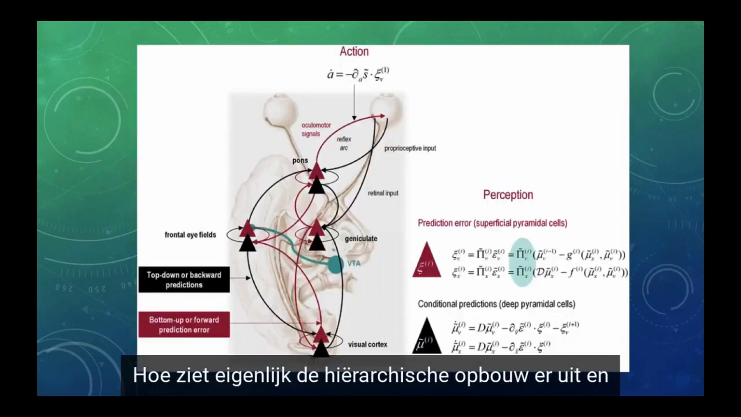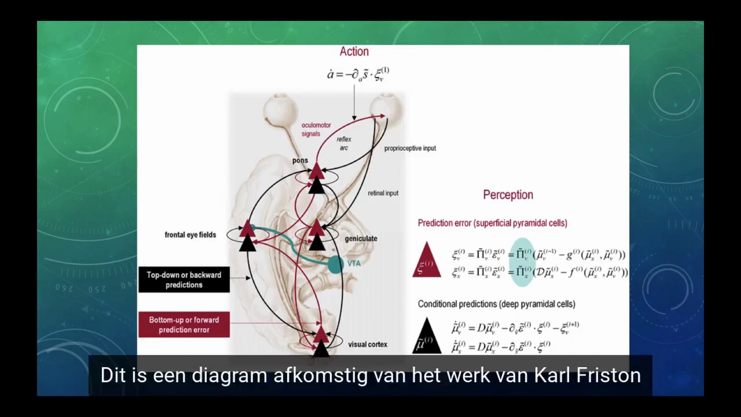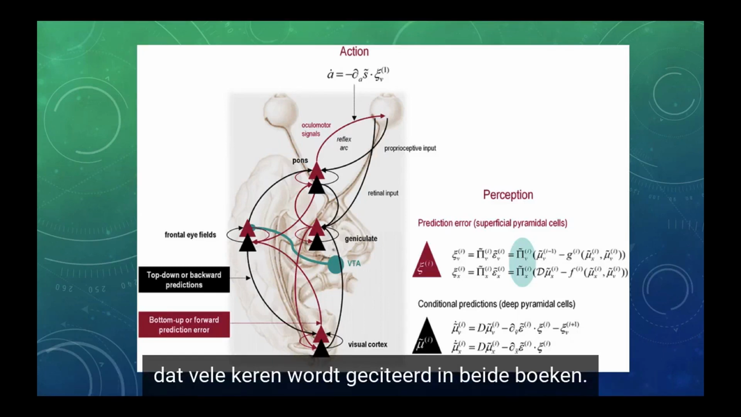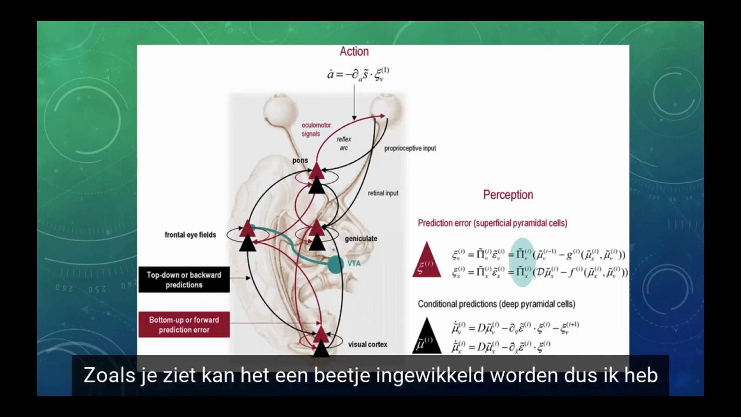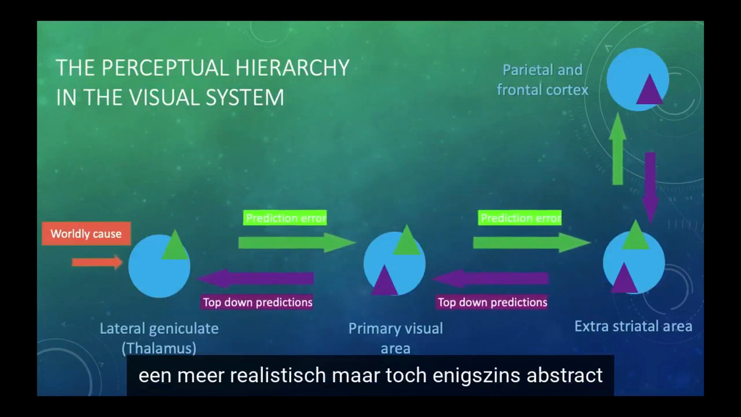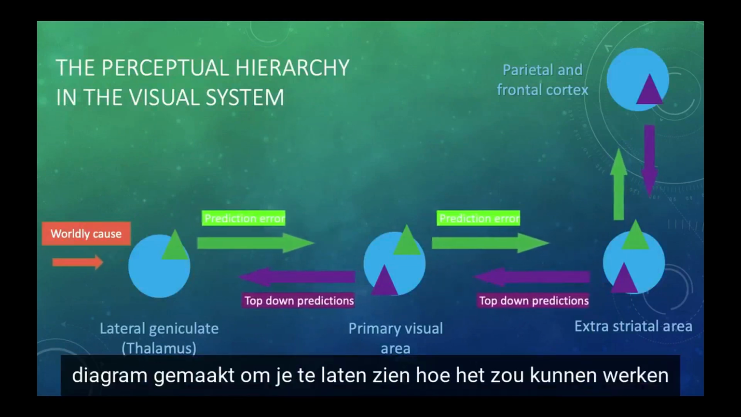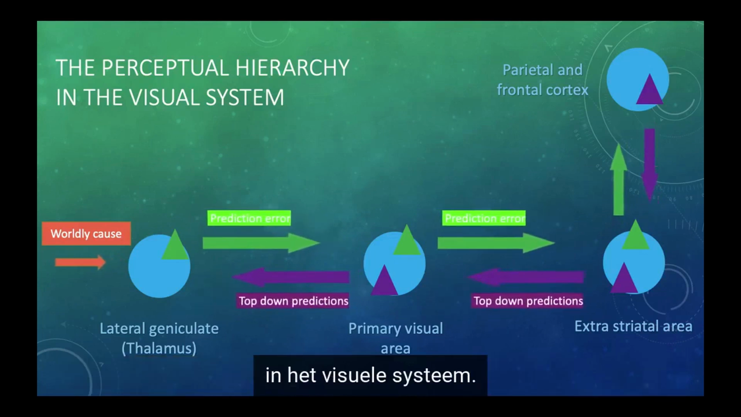So what does this actually look like, like a true hierarchy? It can get pretty complicated. This is a diagram from Carl Friston's work. Carl Friston is cited many times throughout both books, and he seems to be one of the pioneers in this area. As you can see, it can get a little bit complicated, so I've made a more realistic but still slightly abstract diagram to show how this might work in the visual system.